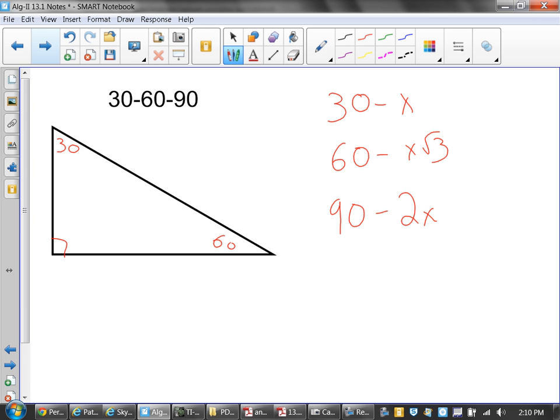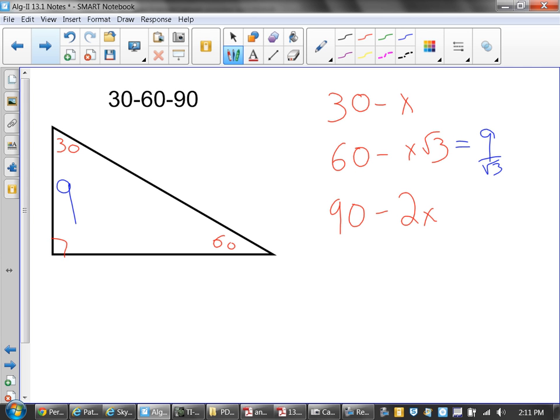And again, when you set these things up, the trickiest one was always if you were given opposite the 60, and it didn't have a root 3 in it. Let me show you an example. Let's say opposite 60 now is 9. Again, what I'm going to wind up doing is setting that part, the x root 3, equal to 9. Which means I have to divide by the square root of 3.